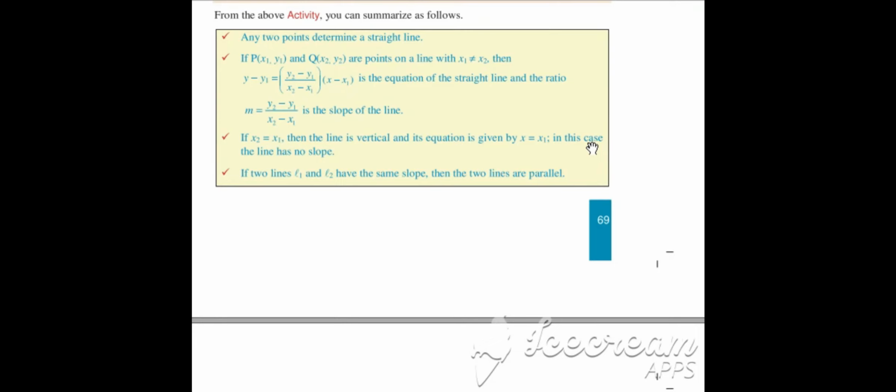If two lines L1 and L2 have the same slope, then the two lines are parallel. If they have the same slope.